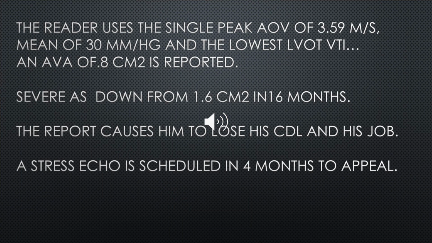Then something different happens. The reader in this case, who did not know this patient, changes the method of calculations and of reporting, takes a single peak measurement and calculates an aortic valve area of 0.8 centimeters squared. You know what happens next, right? This guy actually loses his job, loses his CDL, and basically is out of luck in his early 60s. No one goes from a 1.4 valve area down to 0.8 in a normal situation in only 6 months. Not in reality.